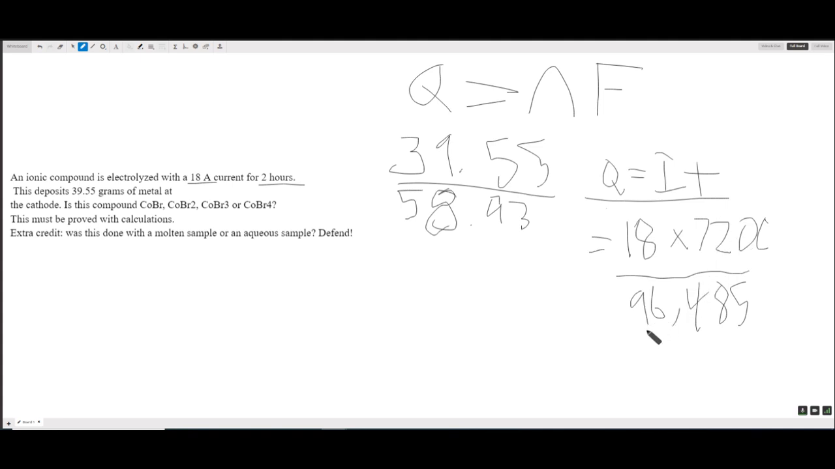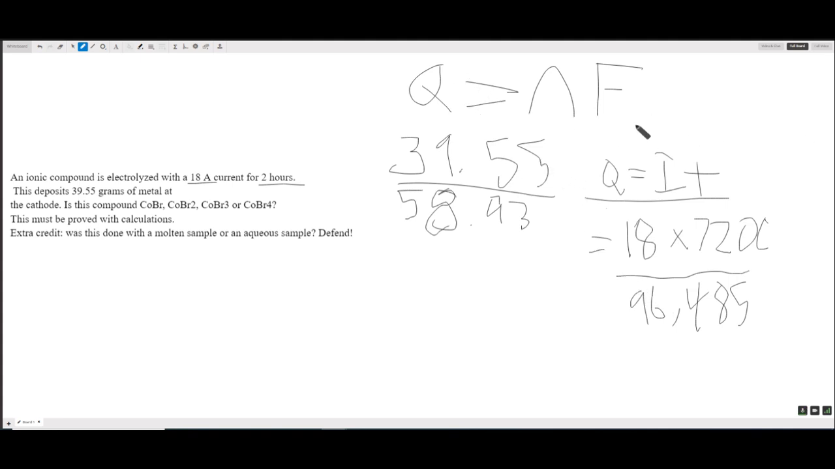Now, you may wonder, where is this coming from? This is Faraday's constant down here. This is an expansion of the second equation. So Faraday's constant, we want to find the number of moles first and foremost, because when you're in chemistry, you always want to find the number of moles. So I'm just going to do the math real quick though. 18 times 7,200, you should get something like 129,000 with like a 6, something like that. So that is the charge.